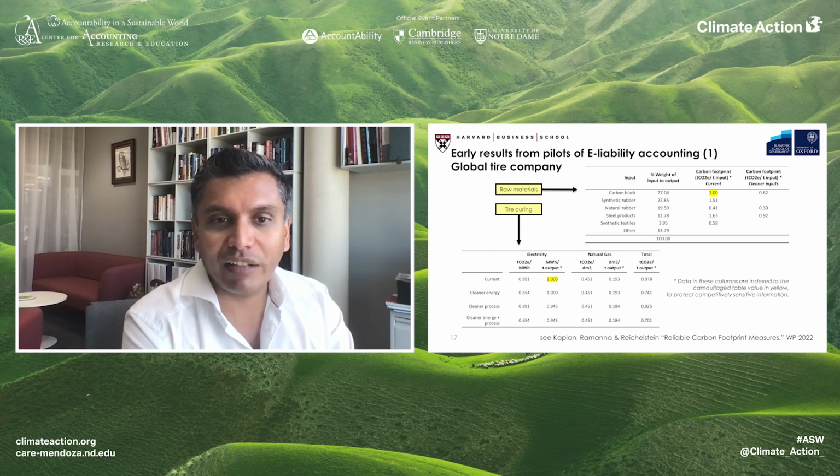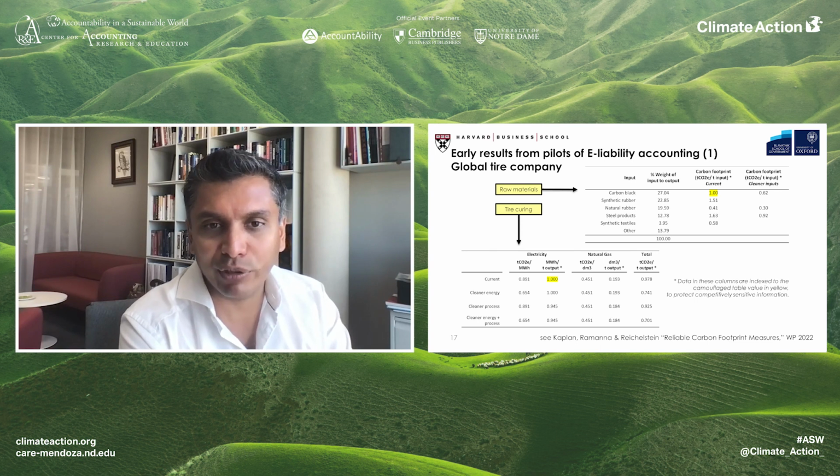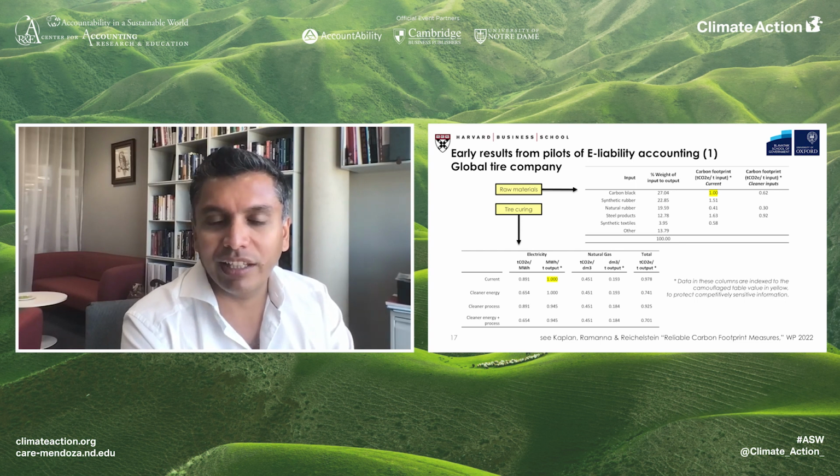So in that first column you see on the first graph, or table, you see on slide 17, you see the inputs as rows, and then you see the percentage of the input to the total weight of the output in the second column. And then in the third column, you see the currently normalized data on carbon footprint of those inputs. But three of those suppliers came back and said, here are some cleaner inputs that we can make available to you as well.